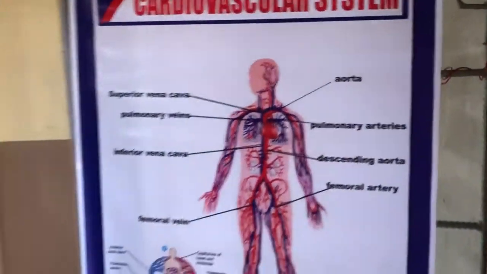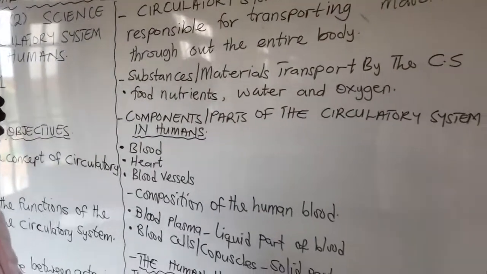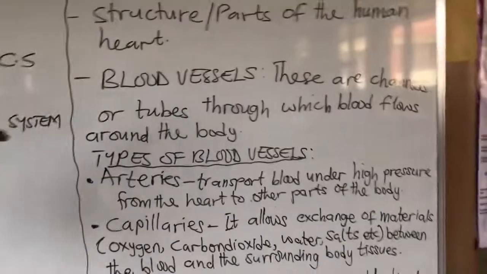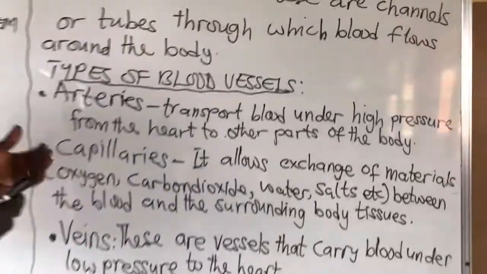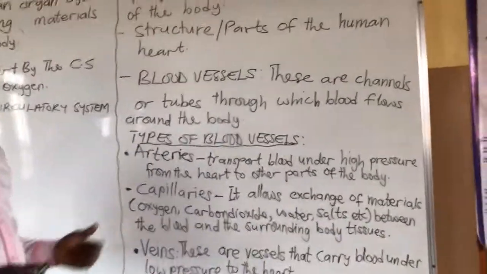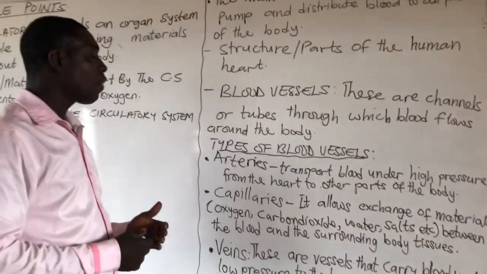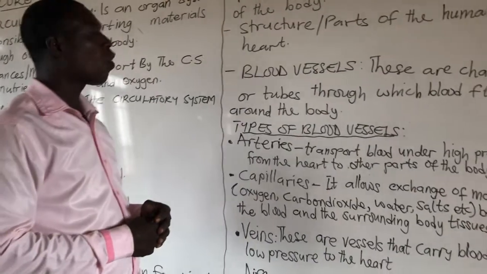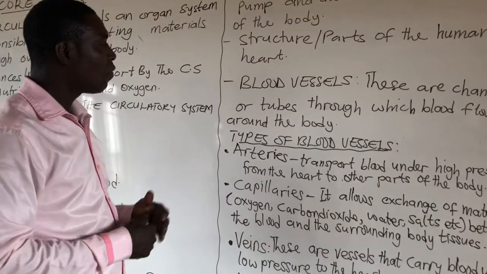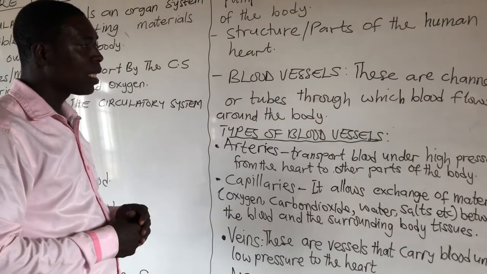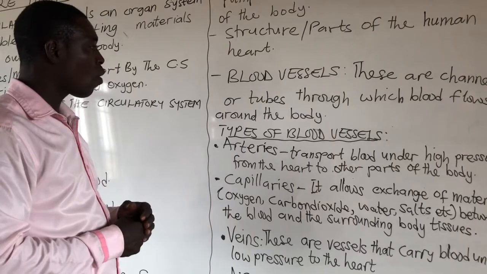Now today, let's look at the next component or part of the human circulatory system. And this is the blood vessels. So the blood vessels are channels or tubes through which blood flows around the body. Blood cannot just flow anywhere. So God wonderfully made provisions for the blood. And the blood vessels is what we are talking about here, which helps in the transport of blood into the system or the body.